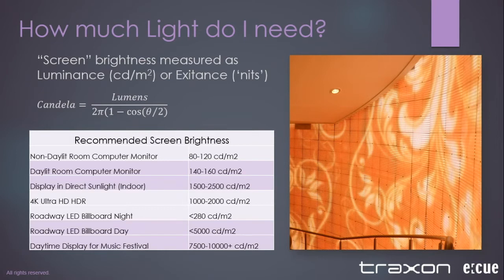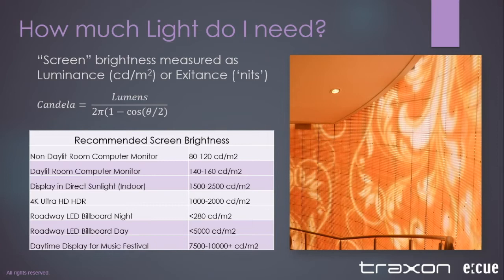But when we consider exitance, we need to consider, where is this going? If it's in a room that has no daylight, we might not need a whole lot of light, 80 to 100 candelas per meter squared. But somebody might say, oh, it's daylight view. Well, is this indirect daylight, or is it a display that's going to be in indirect sunlight? Or is it interior and we're getting direct sunlight through a window, or is it exterior and we need to be able to read it from far away?